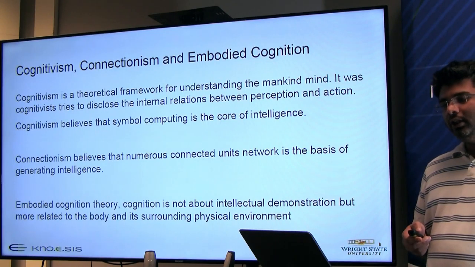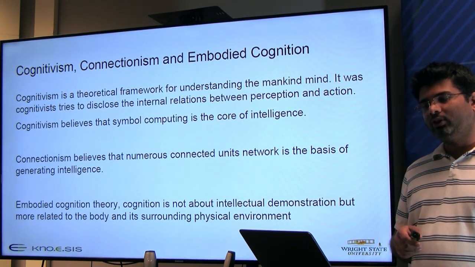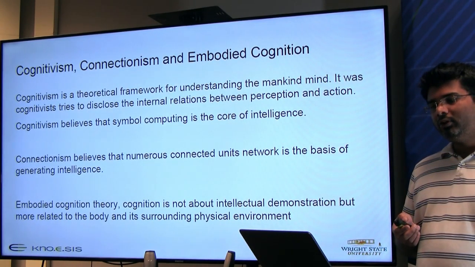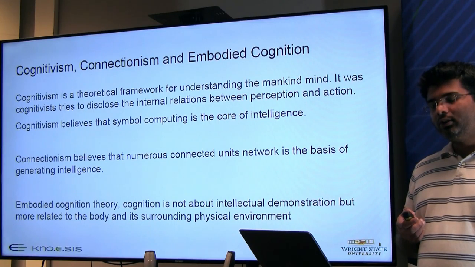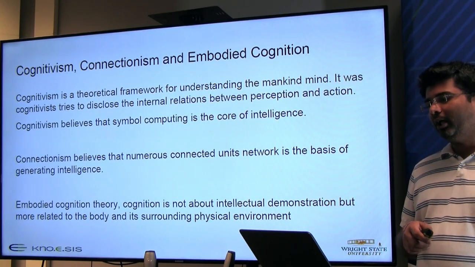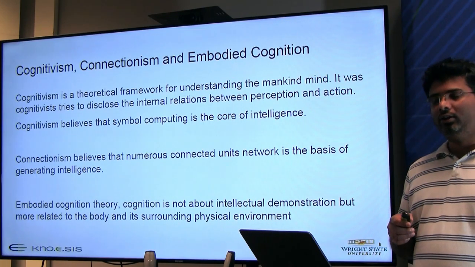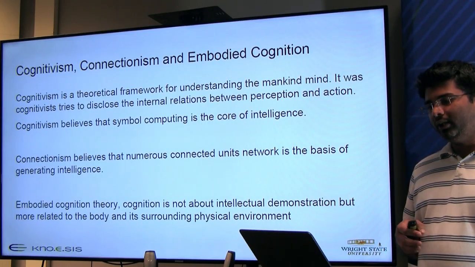So there are three kinds of cognition that have been talked about in terms of autonomous vehicles, AV: cognitivism, connectionism, and embodied cognition. Cognitivism is a theoretical framework to understand the human mind, which seems to be tough, but that is the basic of psychology as it goes.